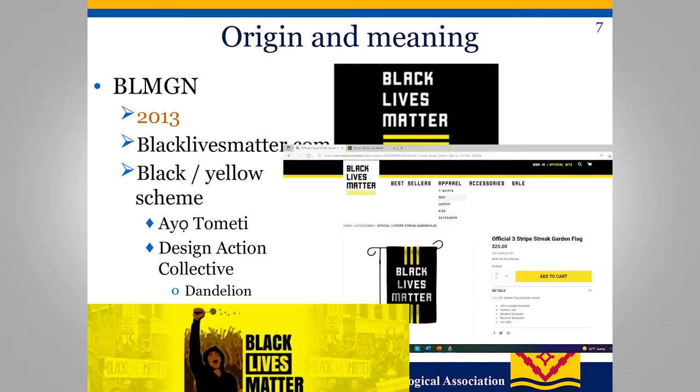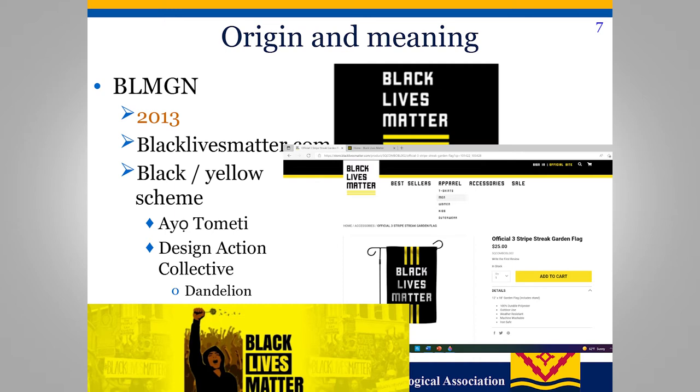Okay, so we'll start with this one. The official one, the one that's associated with the BlackLivesMatter.com website, which is the only official organ of the movement. It conforms to the black and yellow color scheme that's the homepage of BLMGN today. And in the adjacent store, you can buy the same flag. It comes in a variety of orientations, but it always has three yellow stripes.